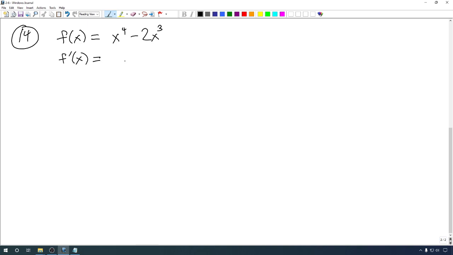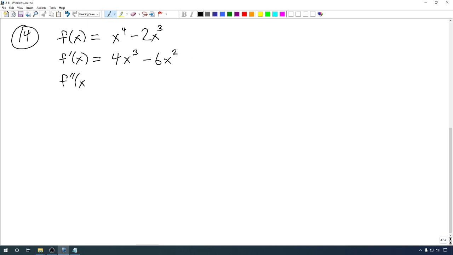Of course, we know how to do that by this point. When we differentiate x to the fourth, we take that power of 4, we put it out in front, and then we lower the power of 4 to a 3. And then here, we take the 3 for our power, bring it out in front. 2 times 3 gives us a 6, and then we lower the 3 to a 2.